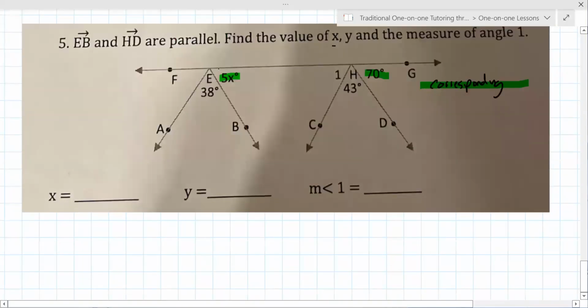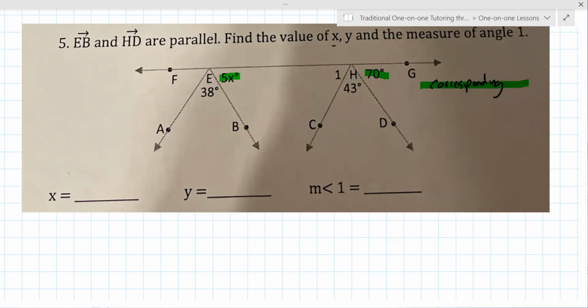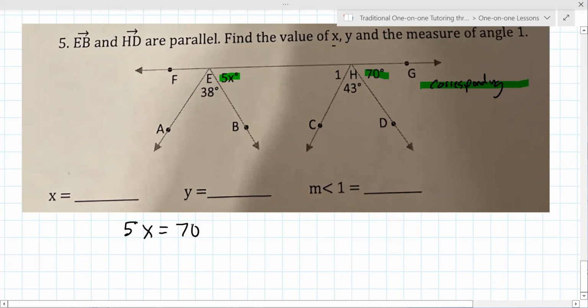So these angles in this picture, 5x and 70, they are corresponding. So what does that mean in terms of solving? Since they're congruent, what can you do? You should set them equal to each other. Yes. Did I guess it correct? Yes. Okay, so now you're going to solve for x, please.